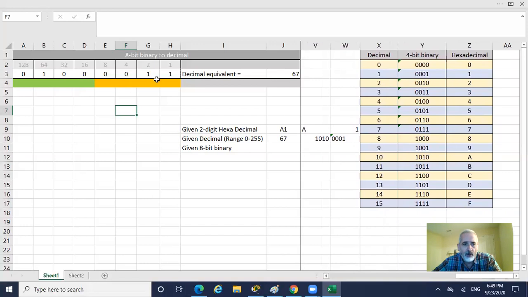Now, go ahead and look for 0, 0, 1, 1 in my chart. That's 3. Okay. And I look for 0, 1, 0, 0. That's 4 in hexadecimal. Therefore, 67 in decimal is equal to 43 in hexadecimal.